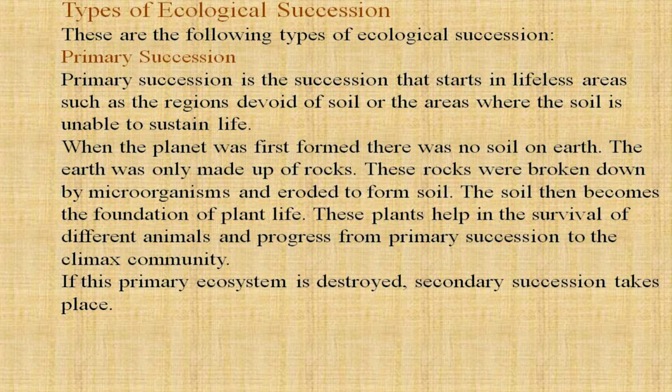When the planet was formed, there was no soil on the earth. The earth was only made up of rocks. These rocks were broken down by microorganisms and eroded to form soil. After that only, the soil then becomes the foundation of plant life. These plants help in the survival of different animals and progress from primary succession to secondary, then to the climax community. If this primary ecosystem is destroyed, secondary succession takes place.